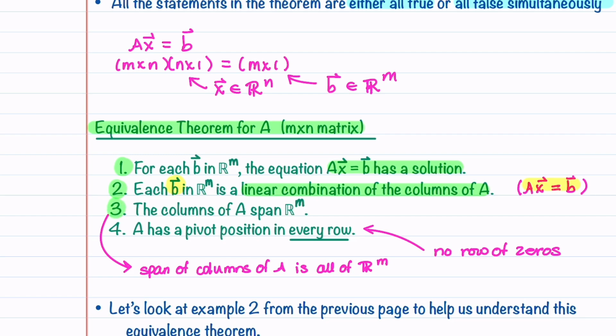Our third statement tells us that the columns of A span Rm. This just means, in terms that you might have already learned, that the span of the columns of A is all of Rm. And then our last statement says that A has a pivot position in every row. If we have a solution for every B, it has to have a pivot position in every row because we can't have a row of zeros.